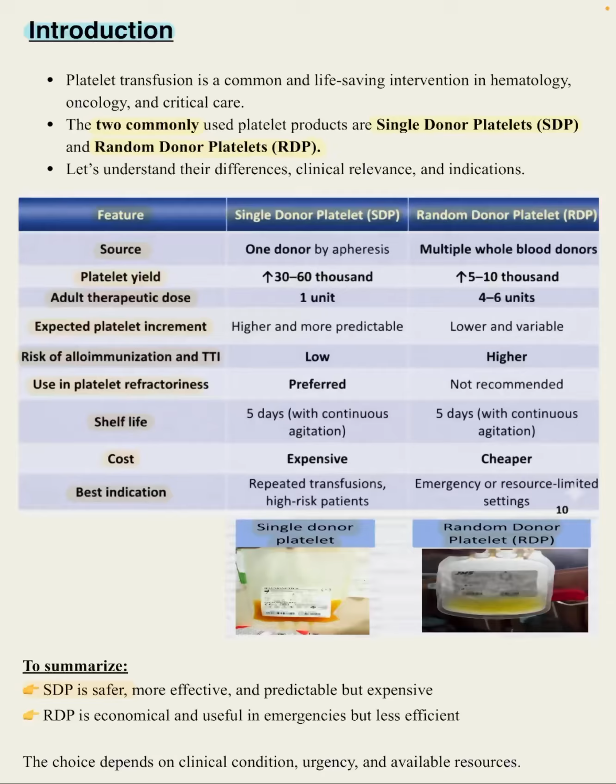The sources. At first, the source of platelets differs in SDP and RDP. SDP is obtained from a single donor using the method called apheresis, but RDP is prepared by pooling platelets from multiple whole blood donors. This single donor source makes SDP immunologically safer.